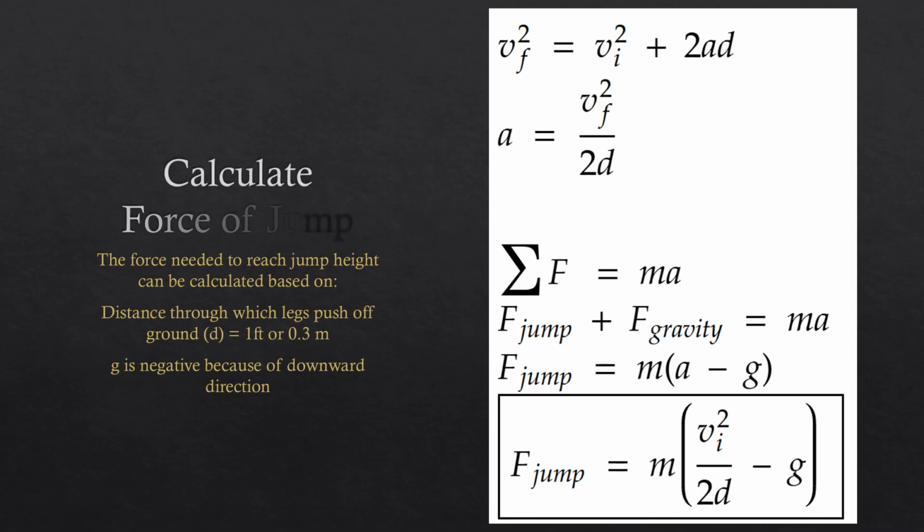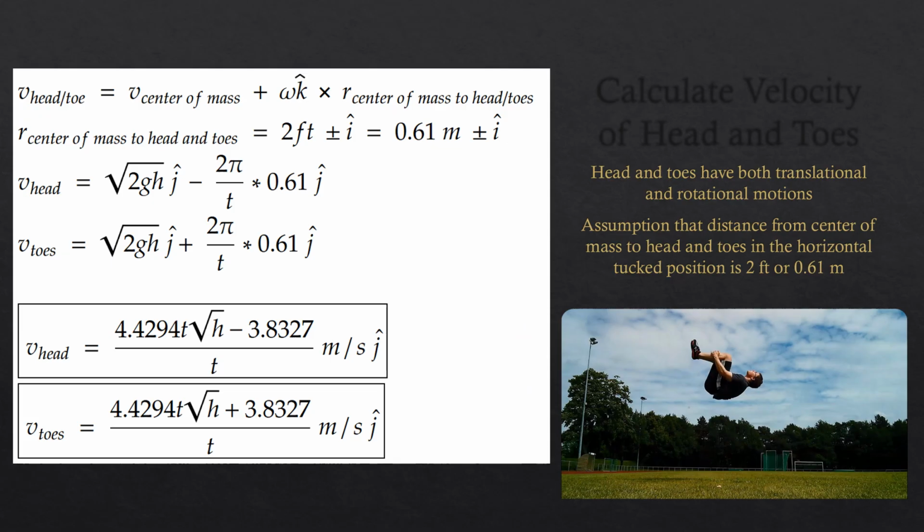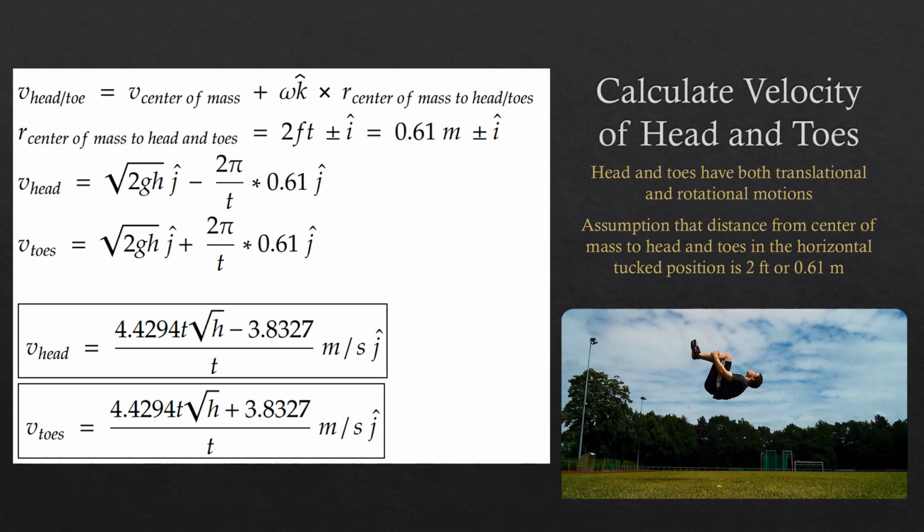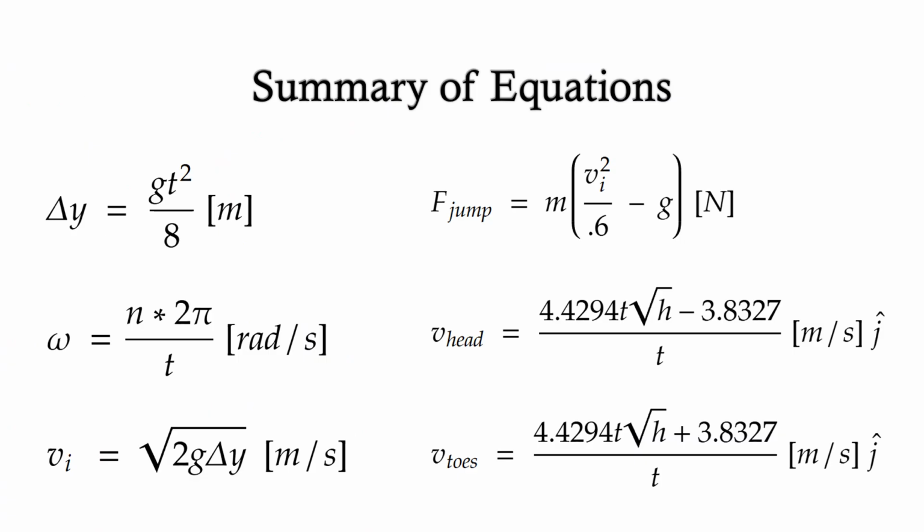There's uncertainty in finding the force of the jump because it's assumed the legs push through 1 foot, and the mass of an average male gymnast is 150 pounds. Additionally, all flips shown are done on a spring floor, and this force is included in the jump force. This calculation has the most uncertainty. To find the velocity of head and toes during the horizontally tucked position, I assume them to be 2 feet from the axis of rotation. In summary, for each flip, we'll find the height, average angular velocity, takeoff velocity, force of the jump, and velocity of the head and toes.